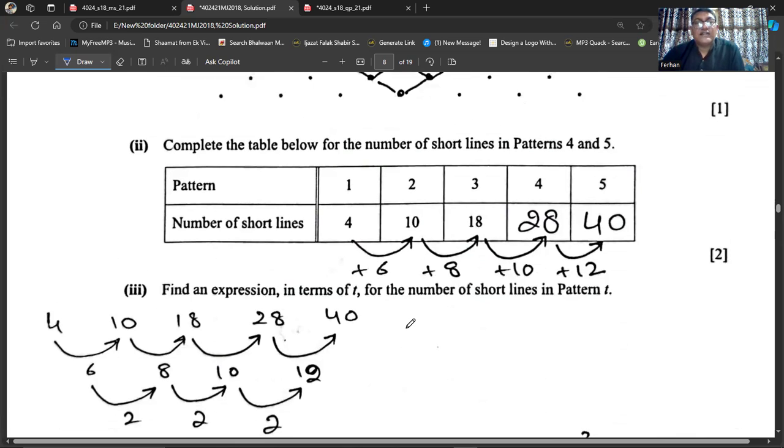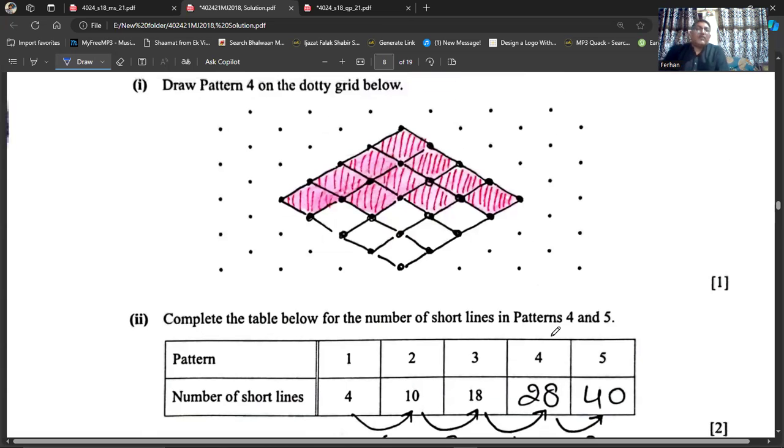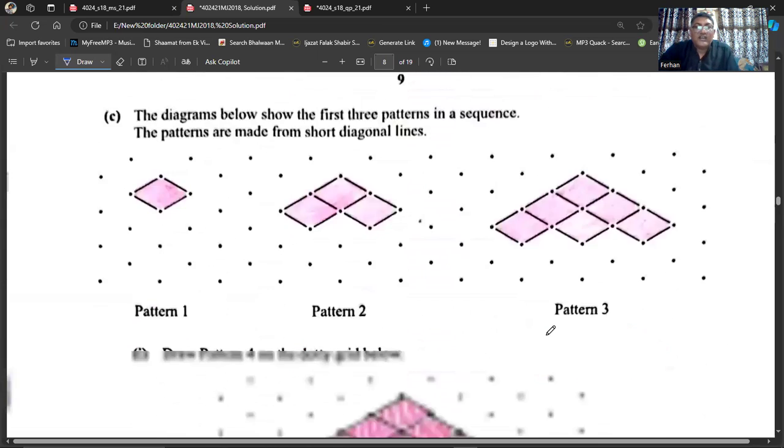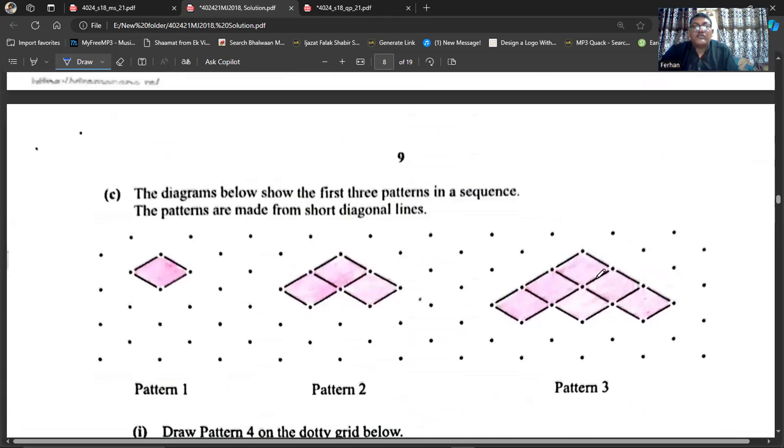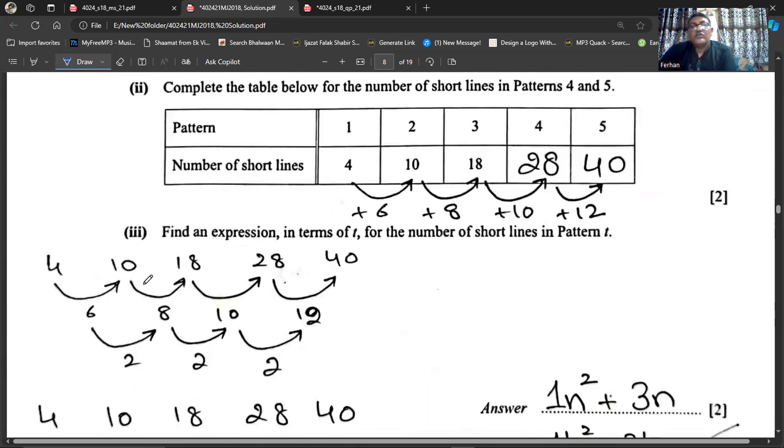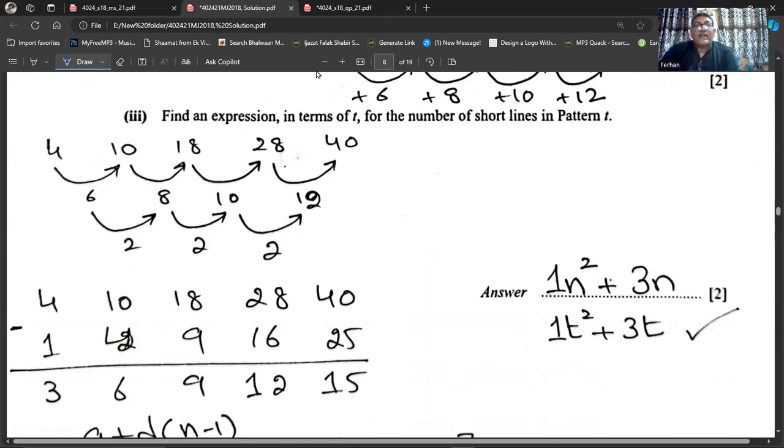So if you look at this pattern, you will observe that the first number is 4, then you have 10, you have 18, you have 28, then you have 40. So here I have added 6, then I have added 8, then I have added 10, then I have added 12. So this is how you will complete this table. Hopefully you understand how this diagram is made. 4, then 3, then 2, and then 1. Here you can see 3, 2, and 1. Here you have 2 and 1, and here you have only 1. Hopefully you understand this.